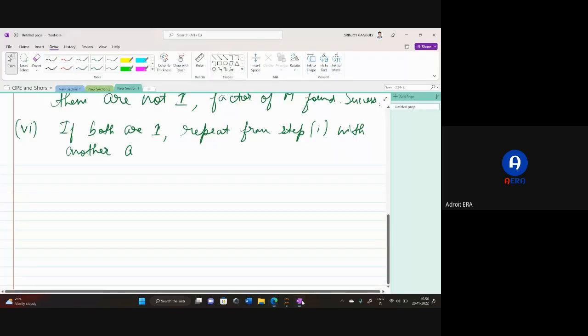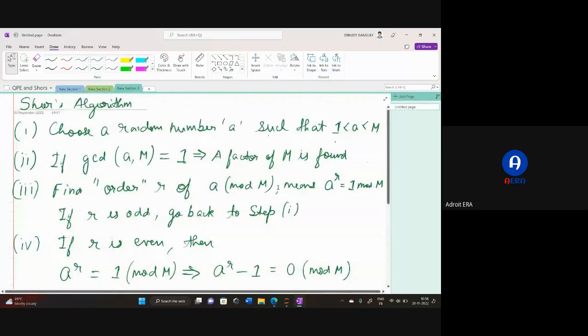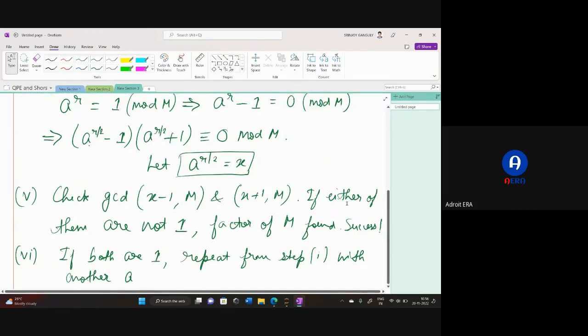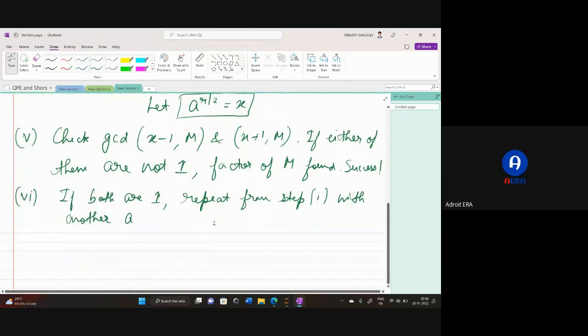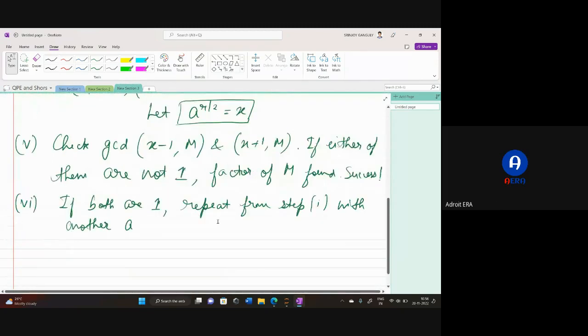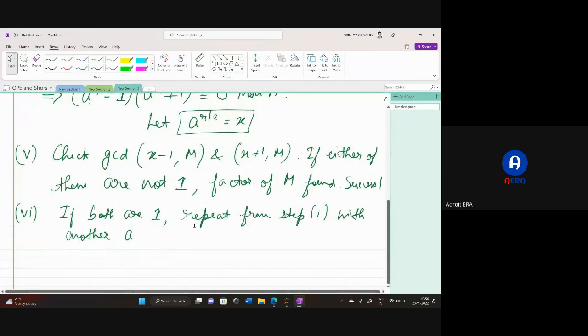Could you please tell me, because I wrote the algorithm. So have you written the algorithm? I usually take screenshots, sir, so no problem. Oh, okay. So have you taken all these steps till sixth? Yes, till five I took. Okay, sixth is this one: if both are one, then repeat from step one. Okay.